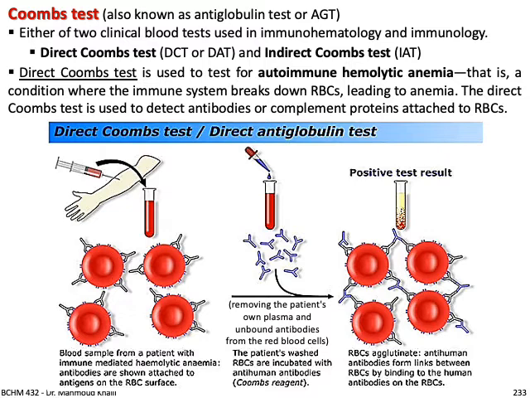When you incubate the blood taken from the patient with the anti-human antibodies, that's the Coombs reagent, you will find that the reagent antibody will cross-link with the antibodies on the surface of the red blood cells, because they are anti-antibodies, leading to agglutination. So a positive test result will be clumping of red blood cells at the bottom of the test tube, and that means there is an antibody coating the red blood cells. That's the direct antiglobulin test.